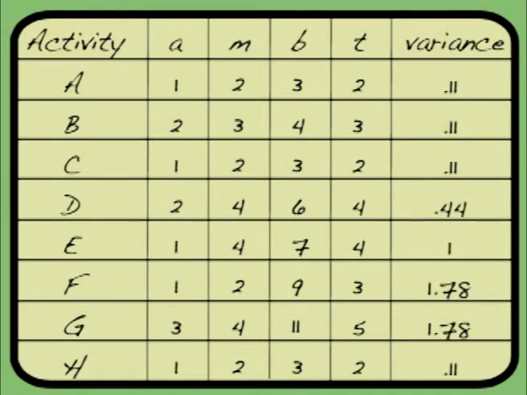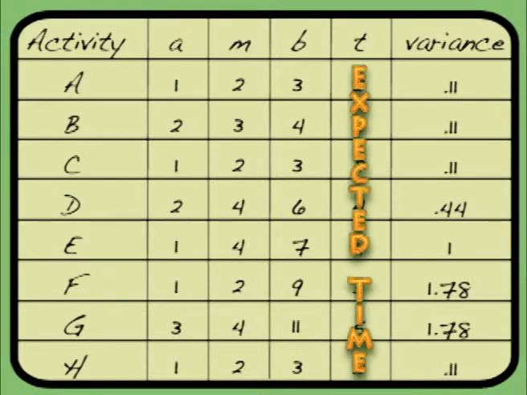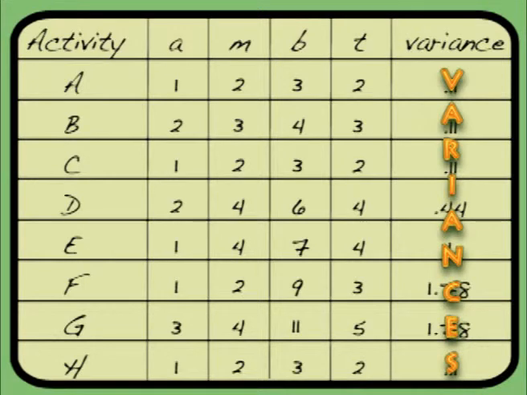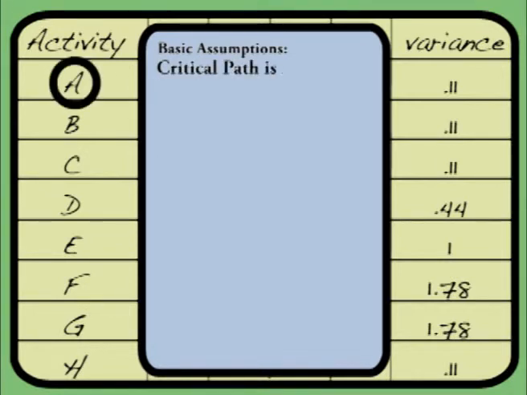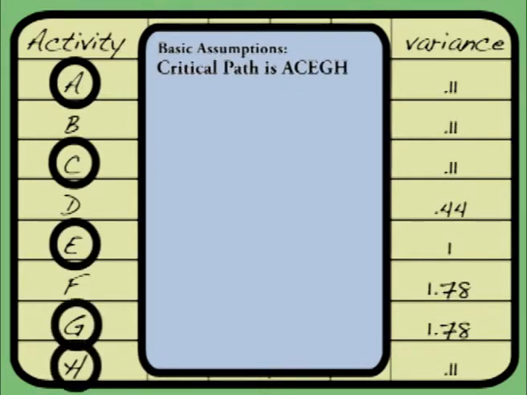Okay, so now we've got the expected time, we've got the variances of the activities, and so now we're going to make some basic assumptions about our project. We're going to assume that our critical path for this project is A, C, E, G, and H. What we want to know is what the project variance is.